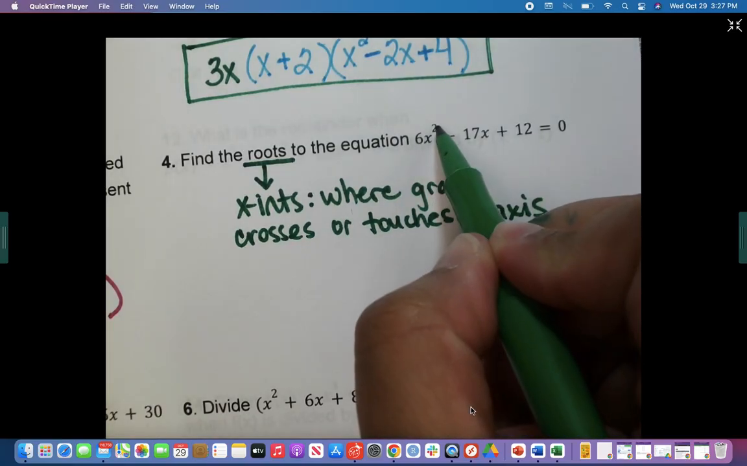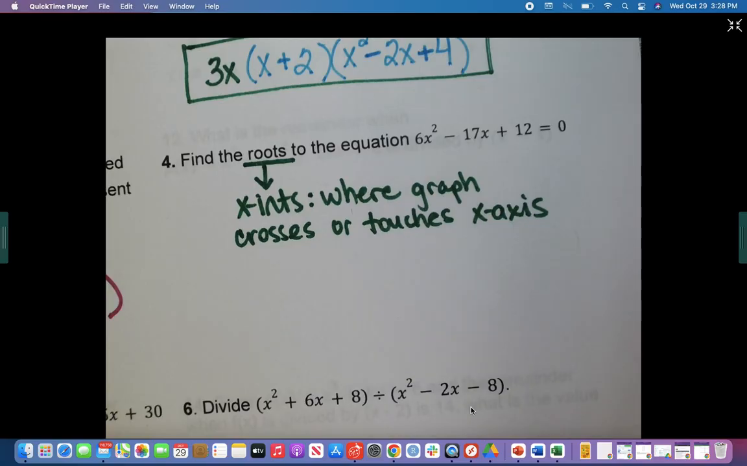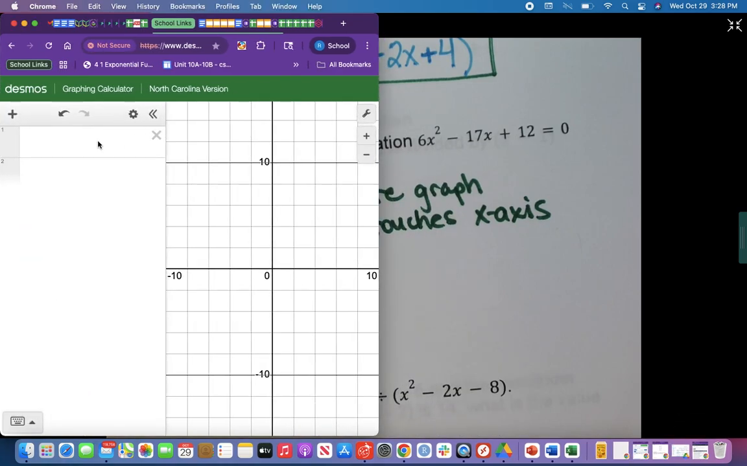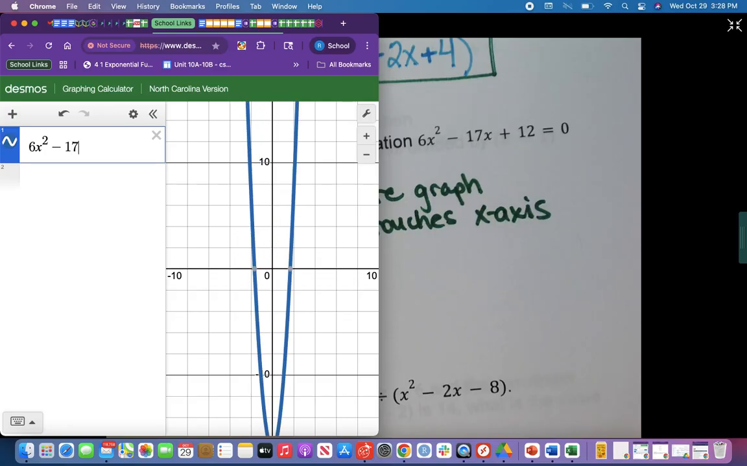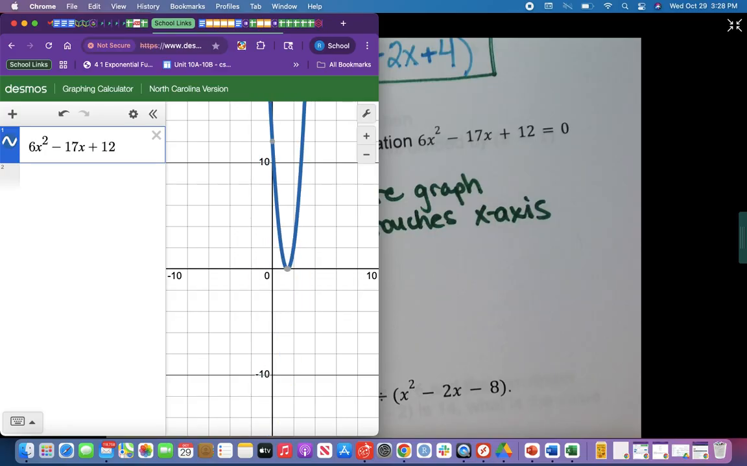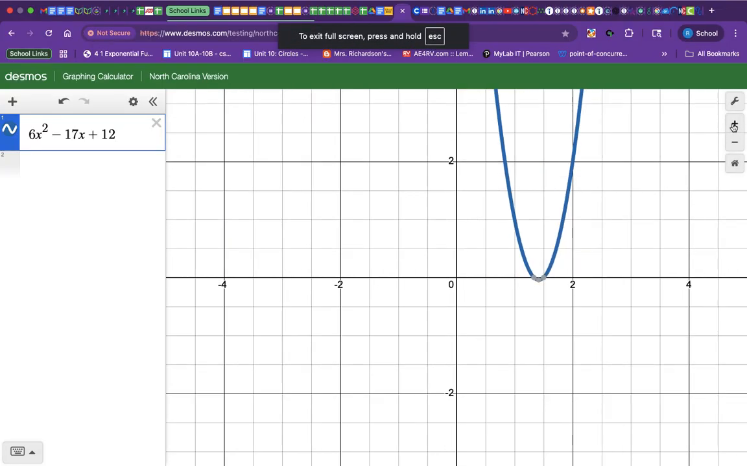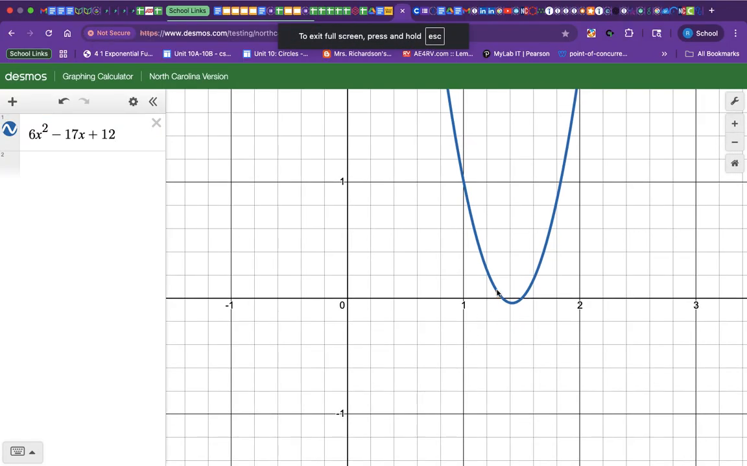And our degree is 2, so we should see 2 solutions. Hopefully the solutions are real, because if they're not, then we're going to have to solve this by the quadratic formula. So 6x squared minus 17x plus 12. All right, so here we are.